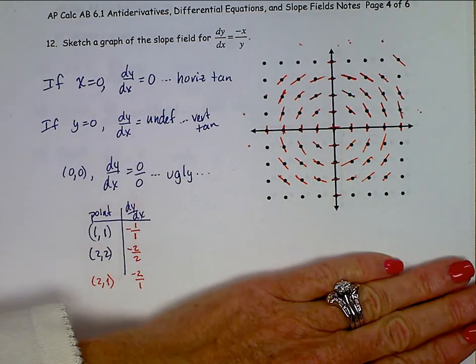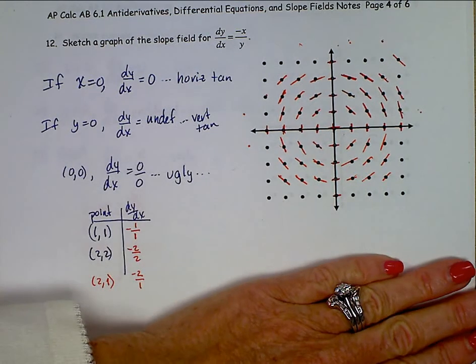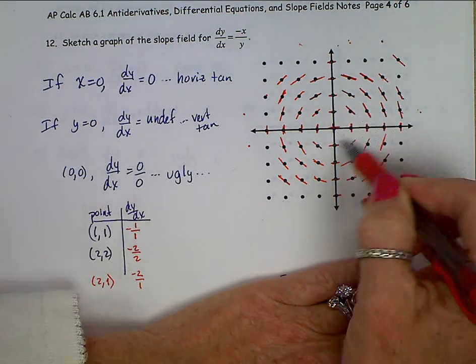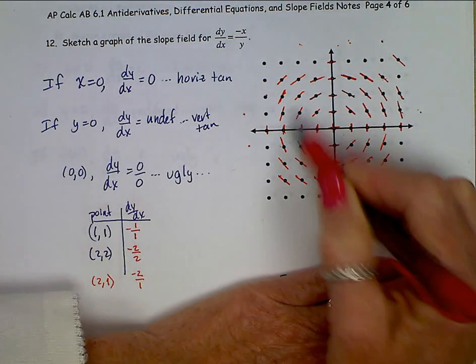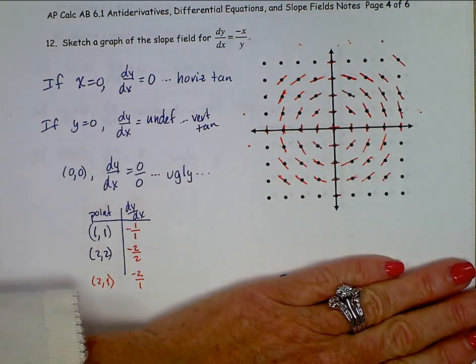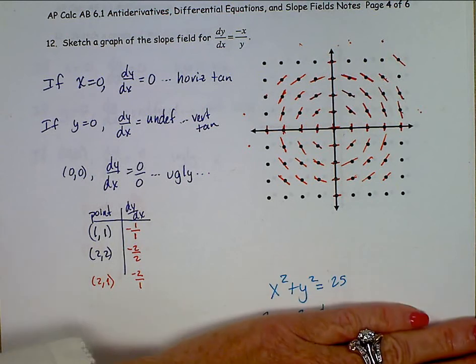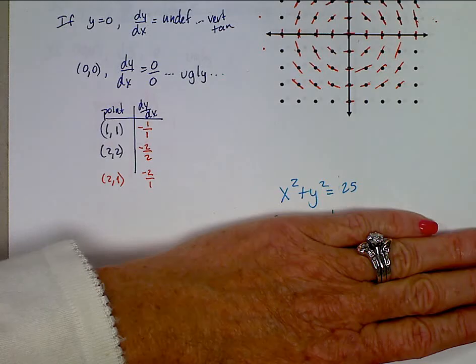Welcome back. I've put a completed slope field up here, and you should see something like this. When you look at that, do you see a bunch of circles? You should see a bunch of circles in there. And we've actually done this derivative before for a circle. So let's just make up any radius, maybe radius 5. That'll give us x squared plus y squared equals 25.